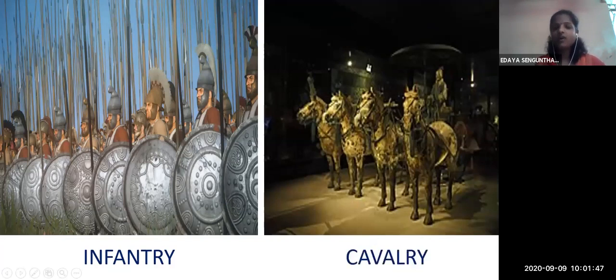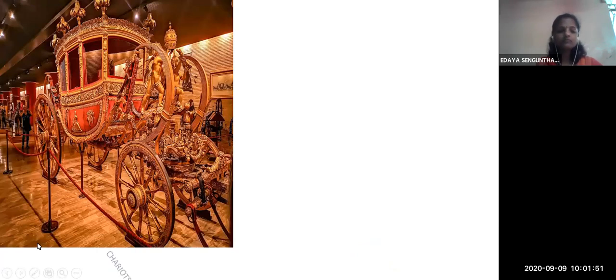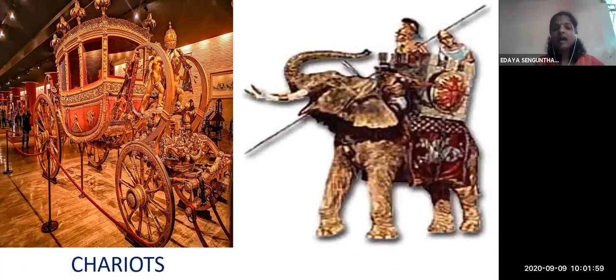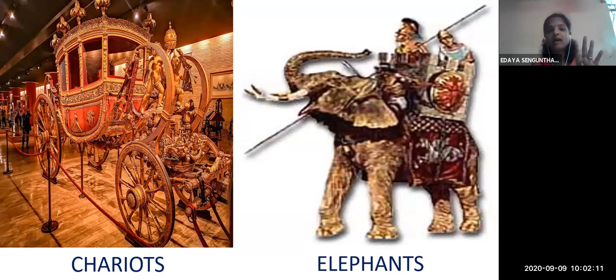And the word you told just now, rath. Rath means chariots. And the last one is elephant. Through elephants also they used to conduct war. They used to fight with other kingdoms. So these were the four-column army.